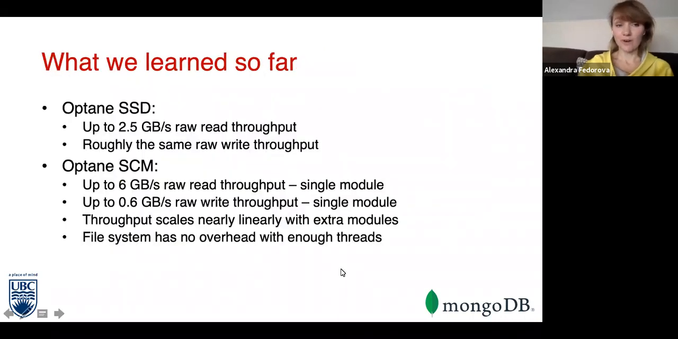So what we learned so far is that Optane packaged as an SSD gives us up to 2.5 gigabytes per second read throughput and roughly the same write throughput. Now, Optane packaged as storage class memory gives us about 6 gigabytes per second of read throughput with a single module and roughly 12 with 2 modules, and only 0.6 gigabytes per second of write throughput if we use a single module.